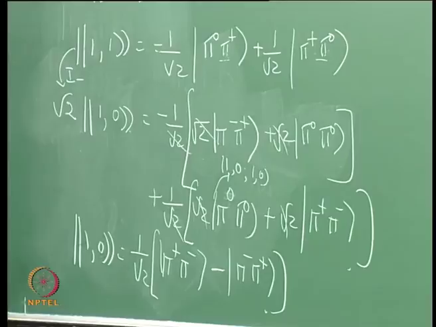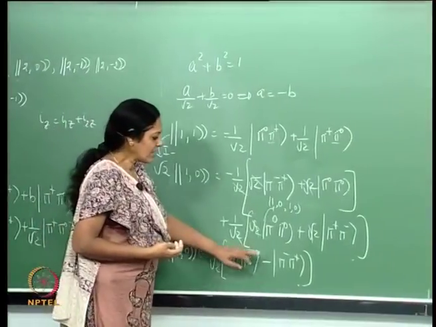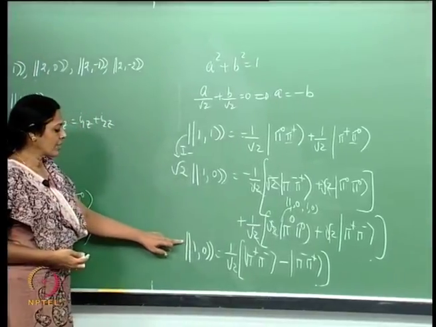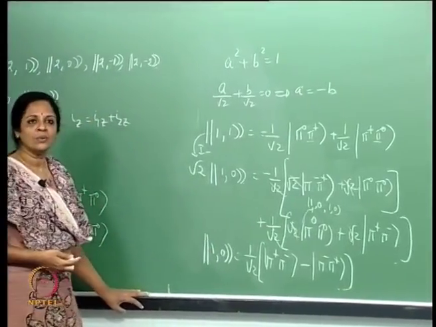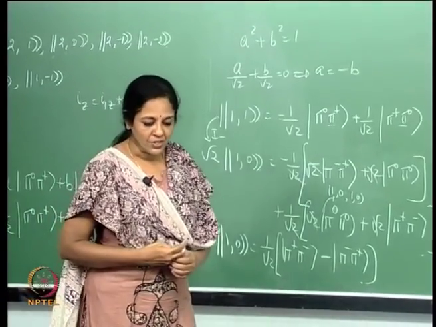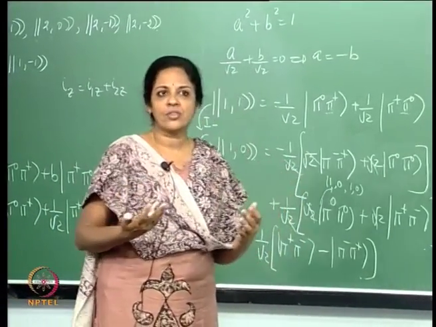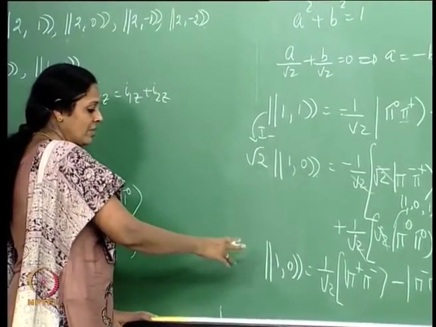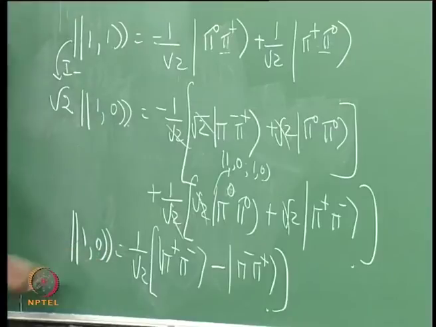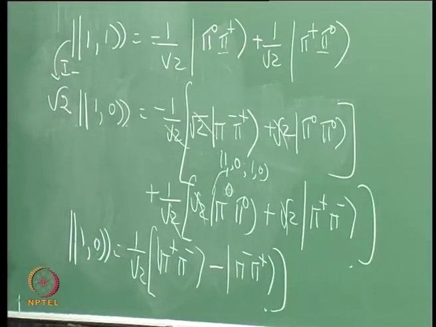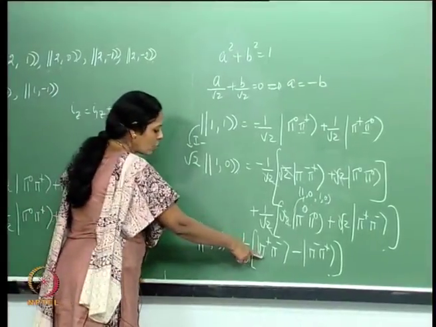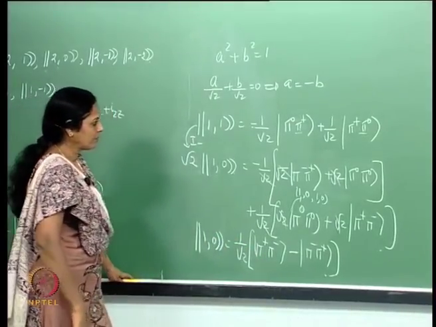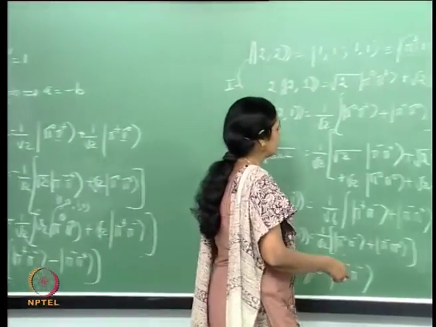This is not just an accident. The fact that pi naught pi naught cannot exist in the coupled state I equals 1, iz equals 0 is really a statement of a very important symmetry in particle physics called Bose symmetry. I will get to that later. Right now, it is merely an observation. The details of the algebra show me that there is no contribution from two neutral pions to the 1, 0 state.